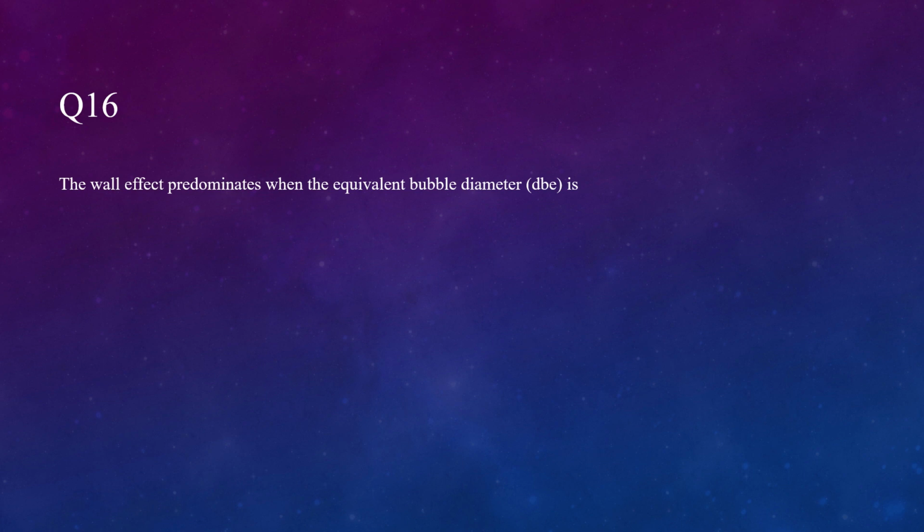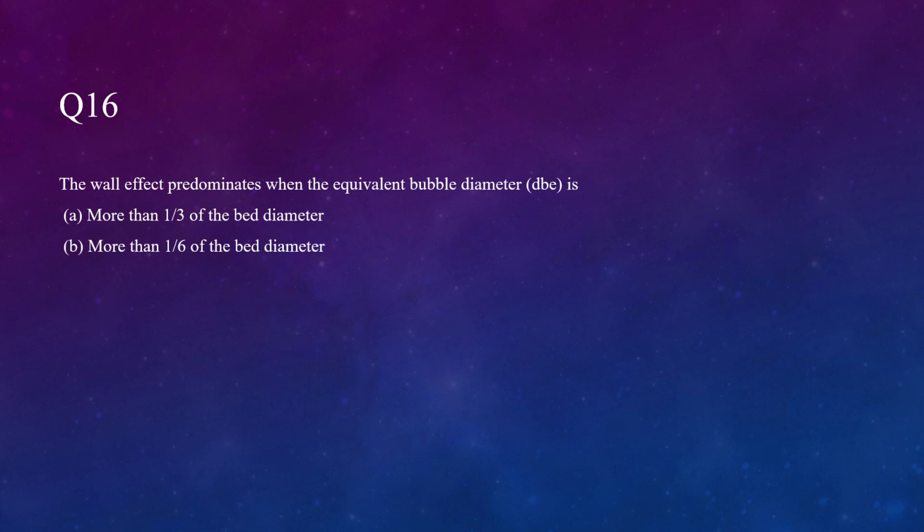In question 16, it is given that wall effect predominates when equivalent bubble diameter is more than one third of the bed diameter, more than one sixth of the bed diameter, less than one third of the bed diameter, or none of the above. This is a question similar to what we have seen last week. So think a minute and answer the question.